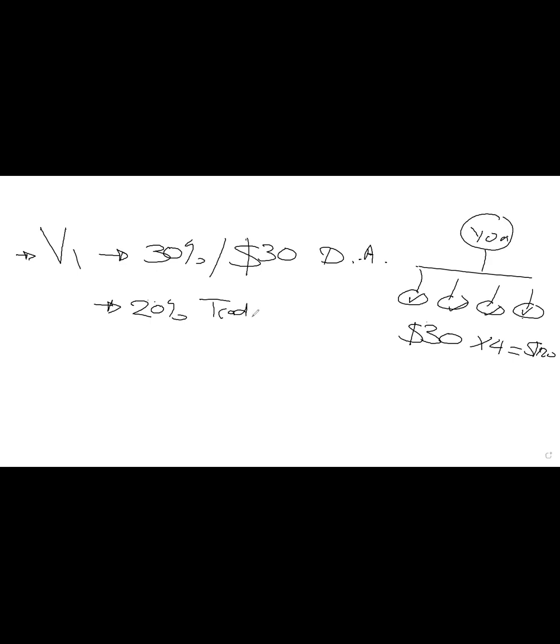Okay, you get a 20% share from the trading profits. So that is V1. Now, how do I move to the next level, which is V2?